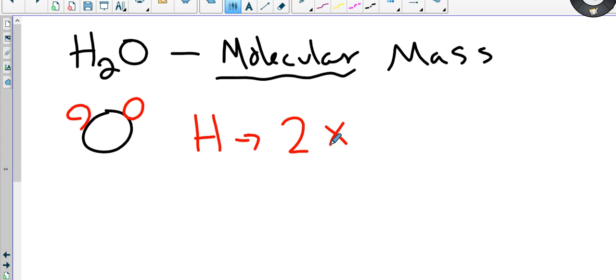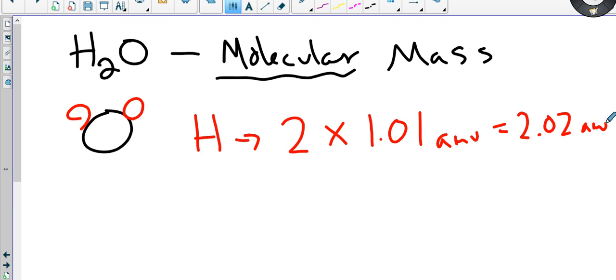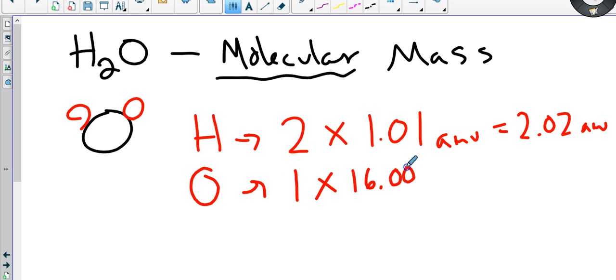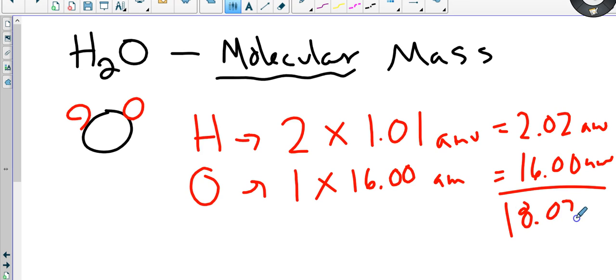Yes, ma'am. Thank you. All right, so I have 2 hydrogens, and then we're going to round these masses on the periodic table to 2 decimal places. So 2 times 1.01, and then if it's 1 atom, is the unit grams or AMUs? Thank you. So that equals 2.02 AMUs. Okay, and then I have 1 oxygen, so that's 1 times 16.00 AMUs. And so the molecular mass of water is 18.0 AMUs.